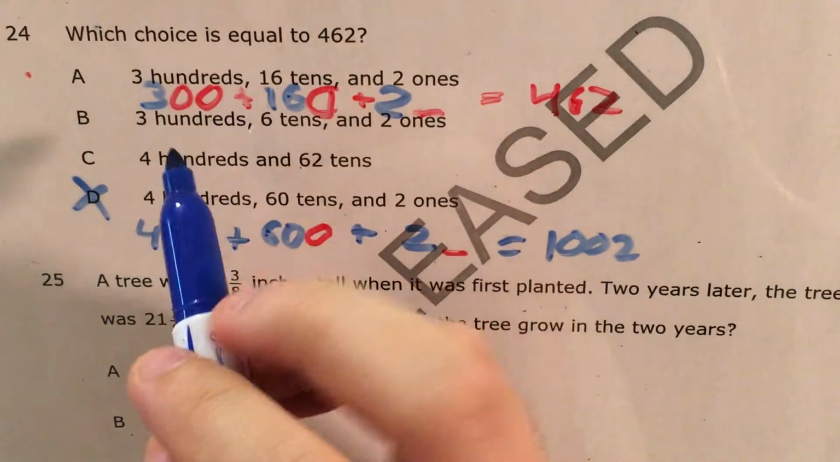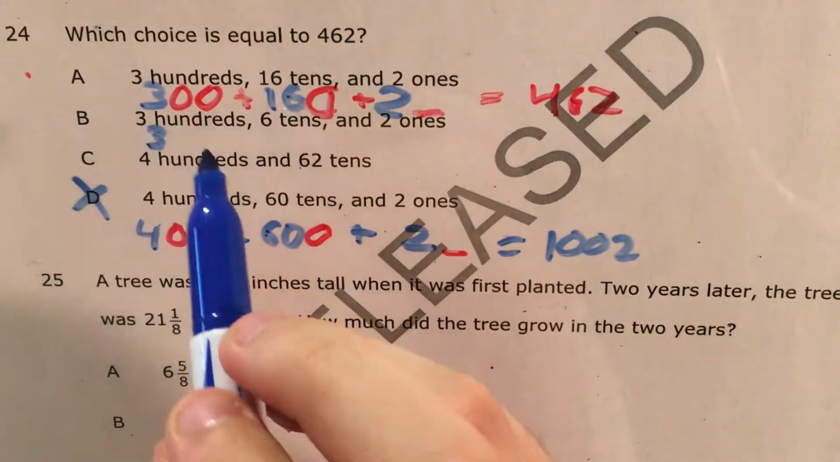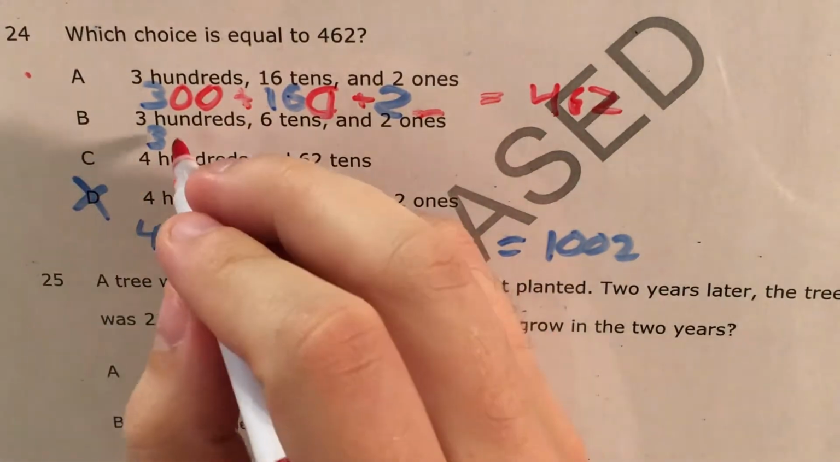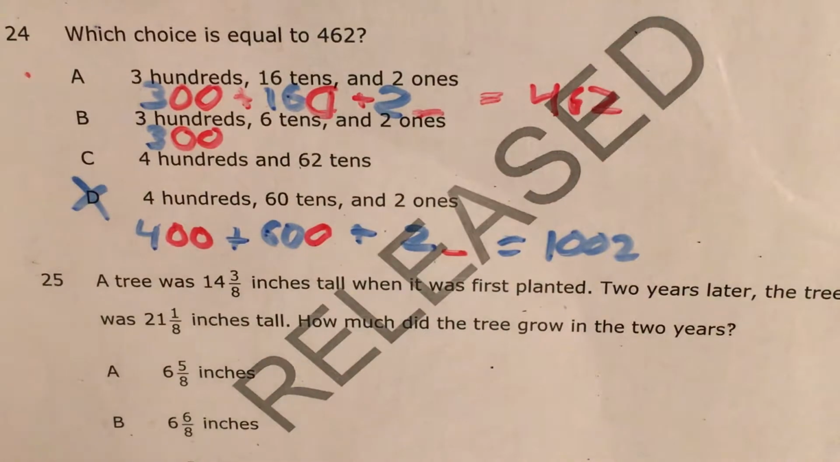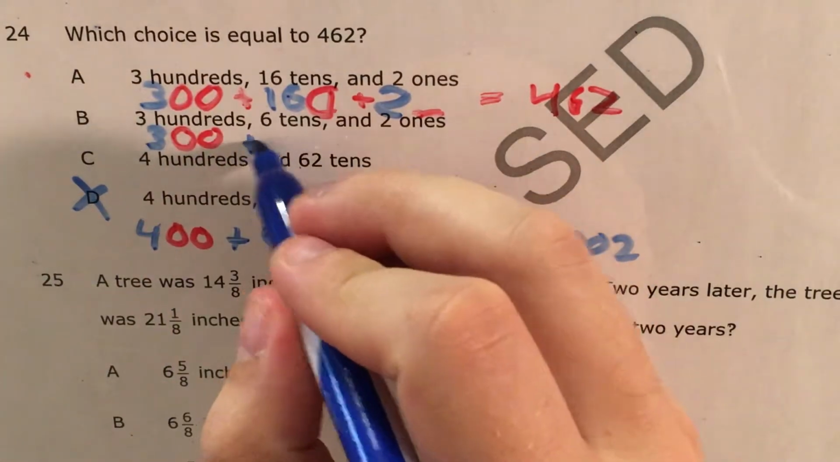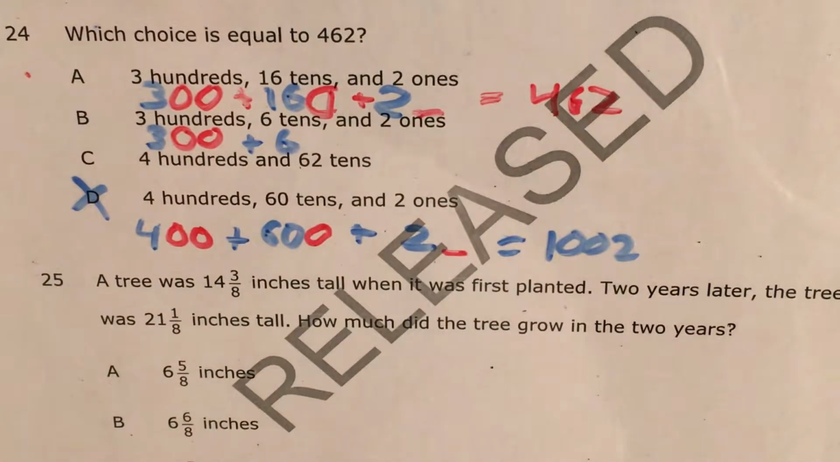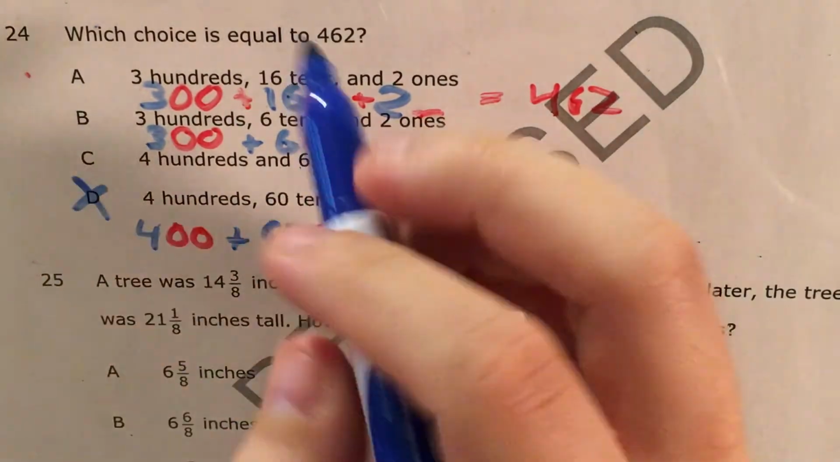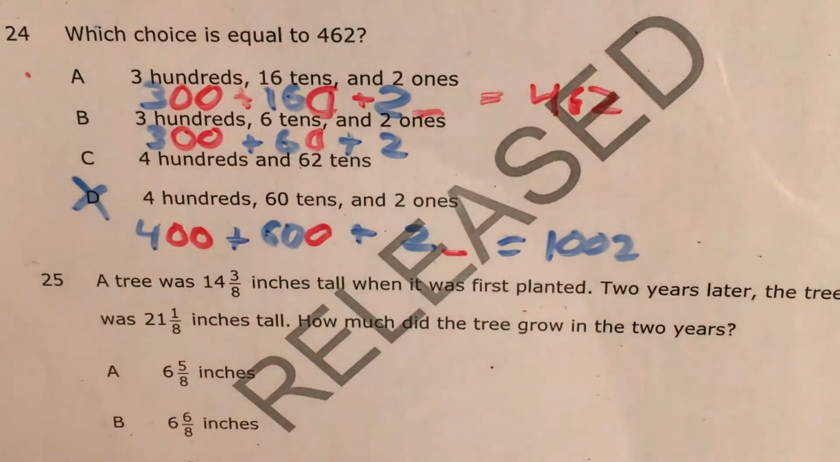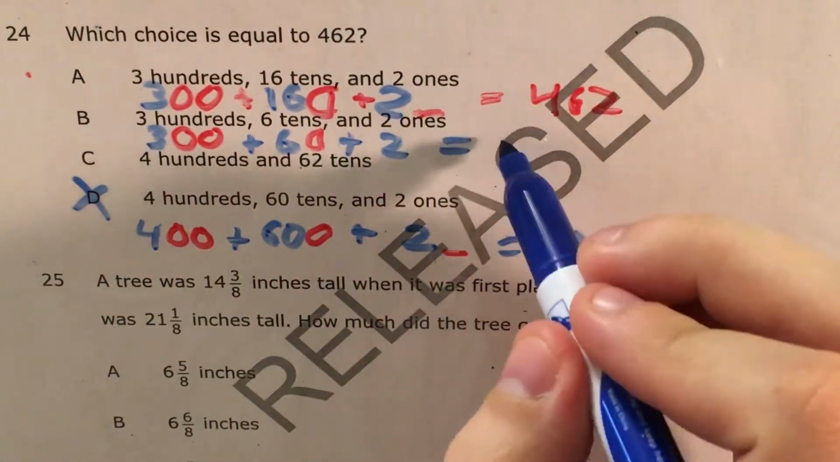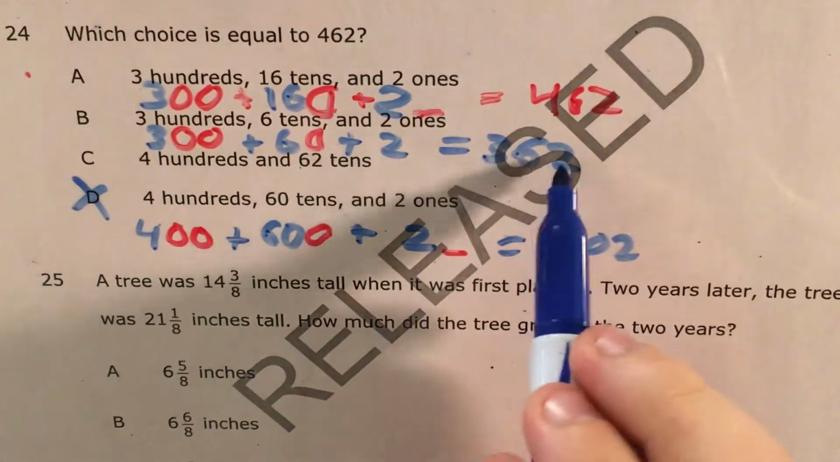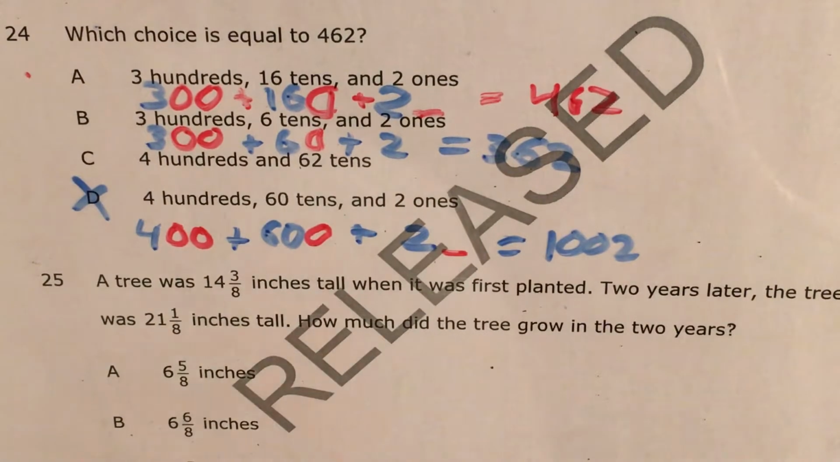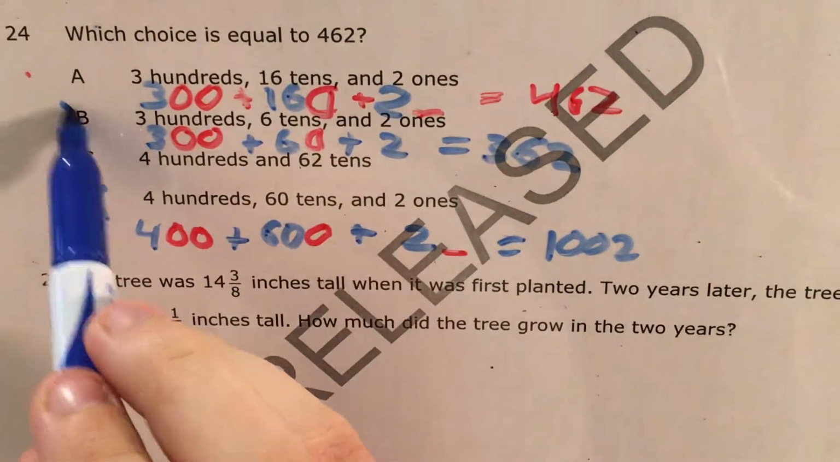So for choice B, 300s, that's 3 and 2 zeros. 6 tens, that's a 6 with 1 zero, and then 2 ones, plus 2. That equals 362. We got 2 numbers out of 3 right. We were looking for 462, though, so it can't be B.